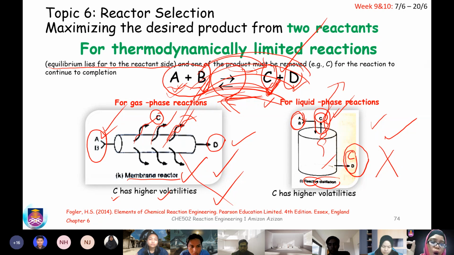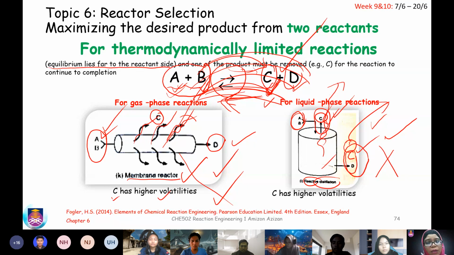But if you opt to help this thermodynamically limited reaction, you need to take this out, so you have to go through a certain separator here to take out that C. Most probably we can do that, or maybe it is not possible. So we have to think creatively about the best design to manipulate the thermodynamic conditions. Right? Did I answer that, Mr. Syafiq Abu?